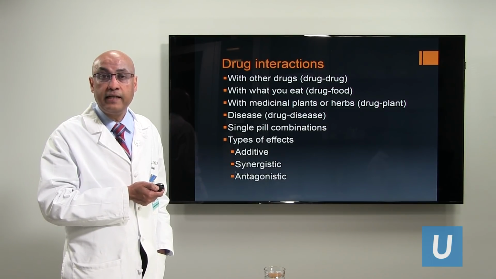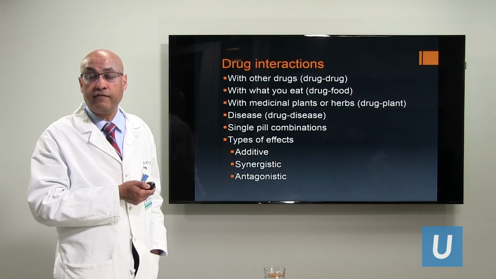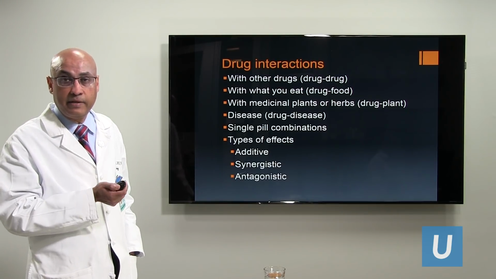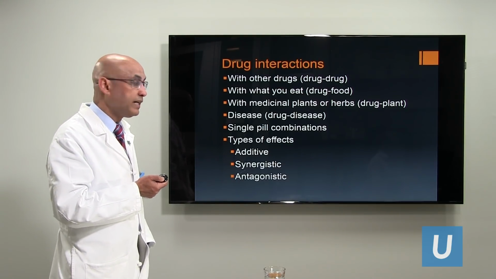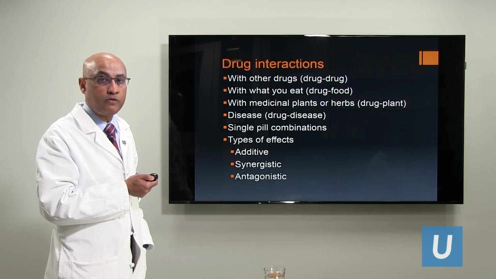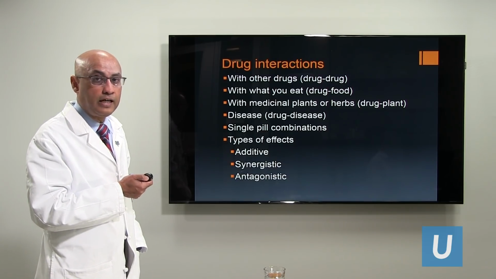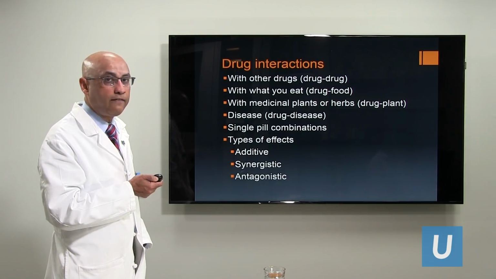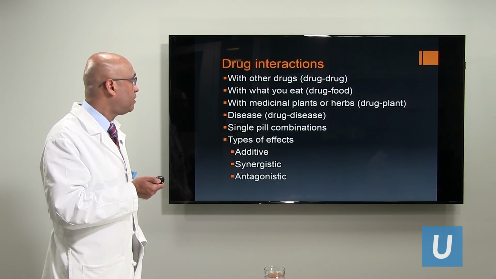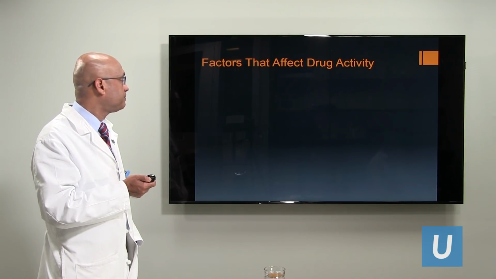So once again, these interactions, especially if you're on multiple medications, the medication list is very important. And the pharmacist is your good friend. You should talk to your pharmacist about these medications. And they should have the entire list of drugs that you're on.